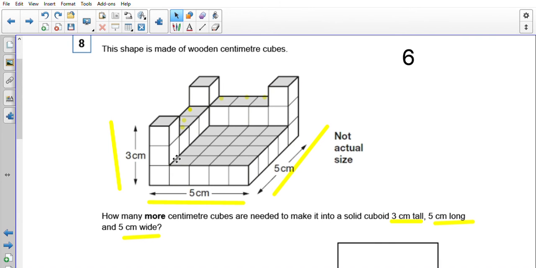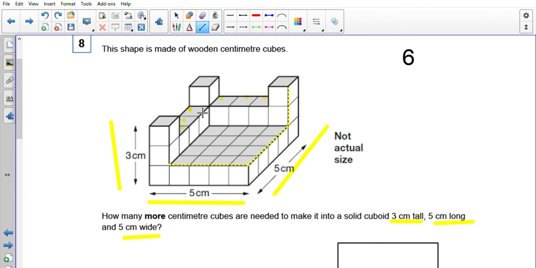Now here, if I imagine what's missing from my cube, I can count that dimension, which is 1, 2, 3, 4 cubes. I can count this dimension, which is another 4 cubes along here, and I can count my height dimension, which is another 2. That essentially means I'm missing a shape from this.